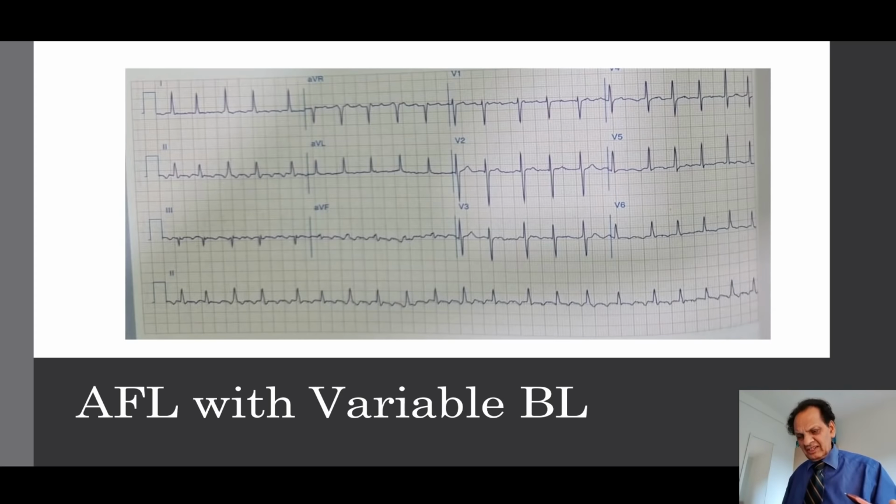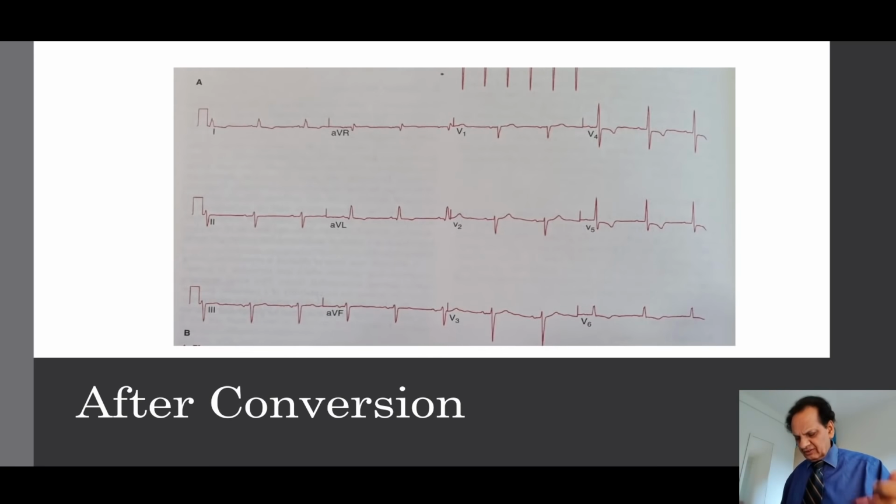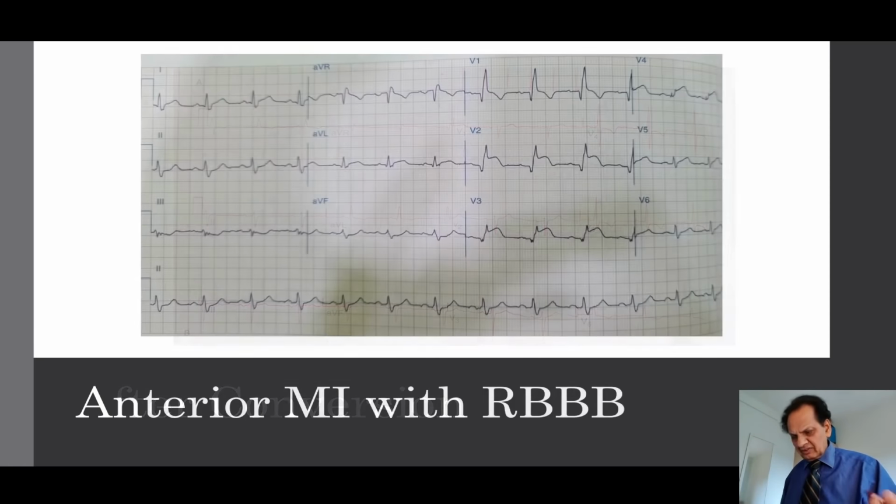Atrial flutter with variable block is always confused with what? Atrial fibrillation. So, very good ECG that way. Variable block looks like atrial fibrillation. After conversion of AVRT, you can see the R wave is normal here. We will show you the AVRT picture.